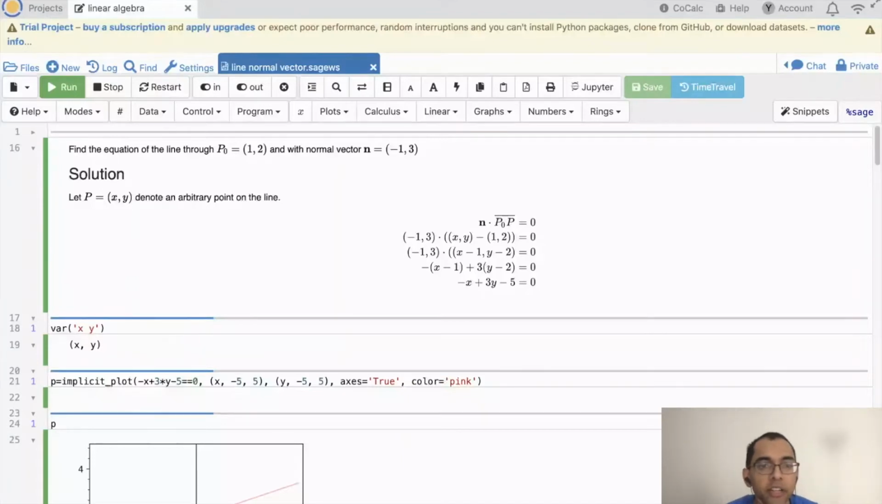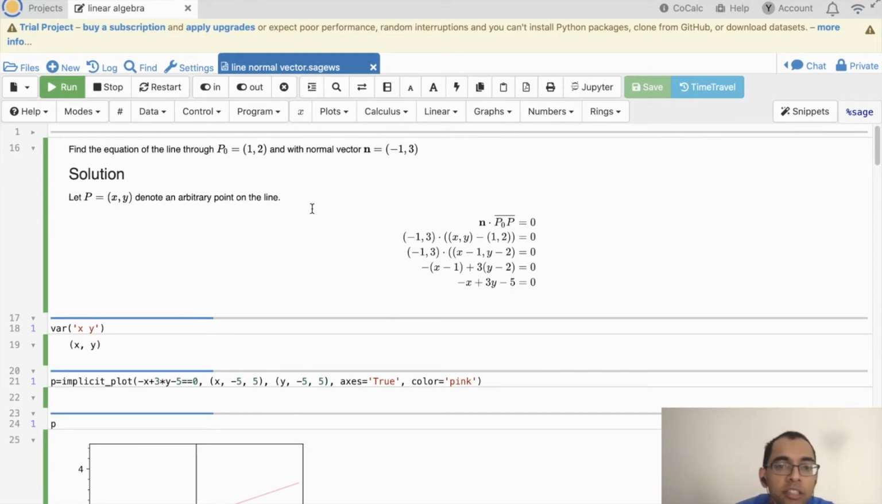Okay, in this video, I show how to use the implicit plot function in Sage Math to plot a line. So here's the question we start off with: find the equation of the line through a given point p naught equal to (1, 2), with a normal vector n being (-1, 3).